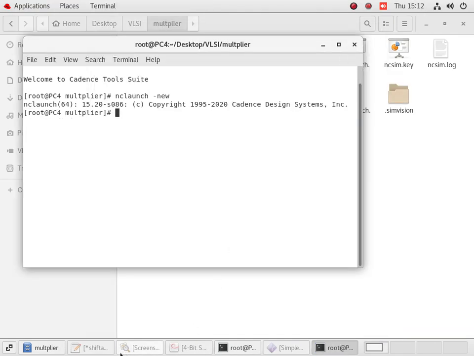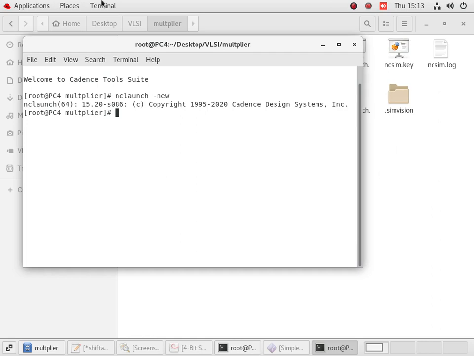To simulate the design, the simulation in Cadence is done using the Genus tool. How this Genus tool will work is, it will take the RTL code, the Verilog code that we have written, and it will take the constraint files if we have written any, and it will use the library files, and it will generate a gate level netlist, and also generate reports, that is area, timing, all those reports.